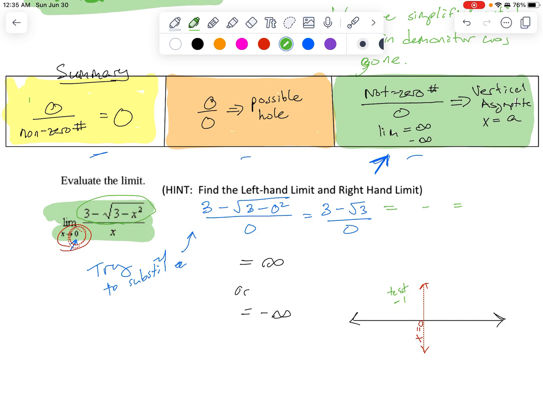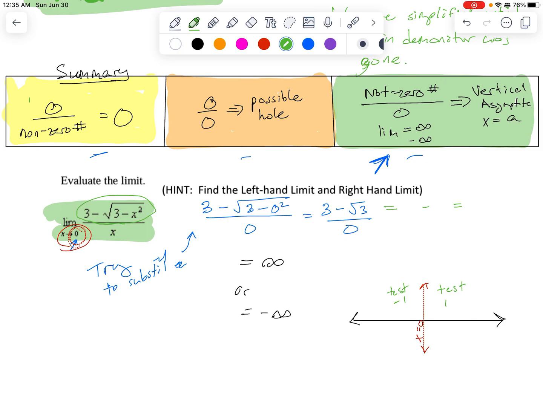So if it's positive, I know it must be going up. And if it's negative, it must be going down. So I'm going to do a test point on both sides of my asymptote to find out. So on the left, I'll test a -1, and on the right, I'll test a +1.